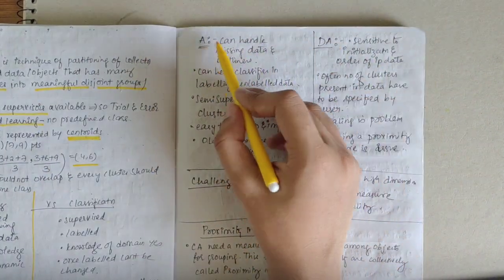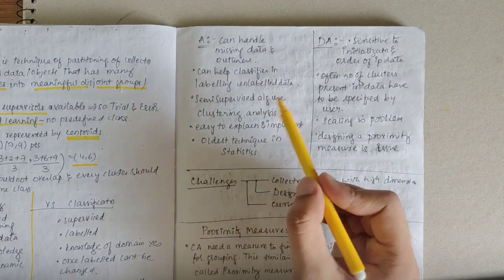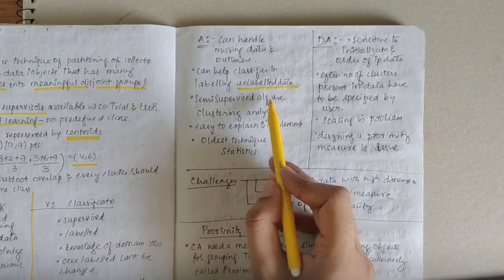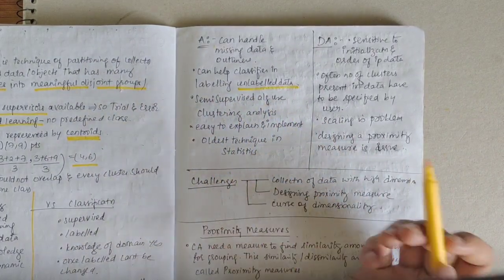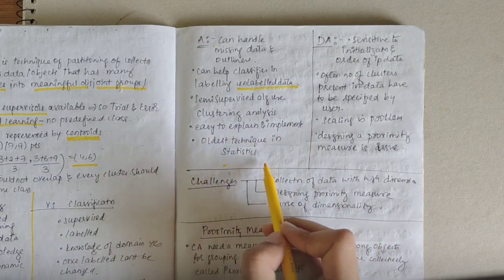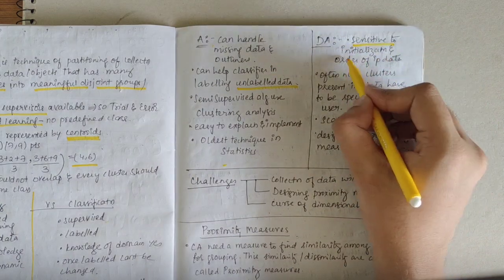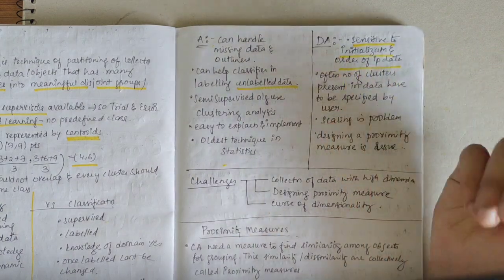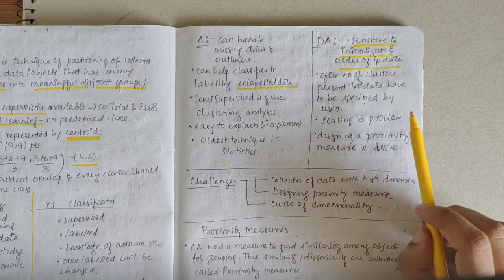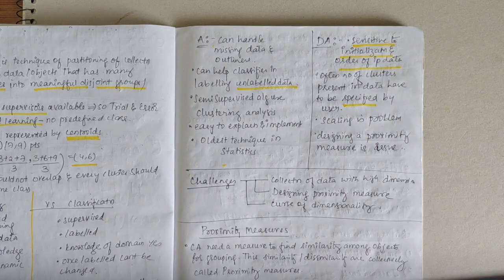Advantages are that clustering can handle missing data and outliers. It can help classify and label unlabeled data. Semi-supervised algorithms use clustering analysis. It is easy to explain, obtain and implement. It is the oldest technique in statistics, clustering. Now we'll look into the disadvantages. It is sensitive to initialization and order of input data. Often the number of clusters present in the data has to be specified by the user. Then scaling is a problem here, and designing a proximity measure is again an issue here.